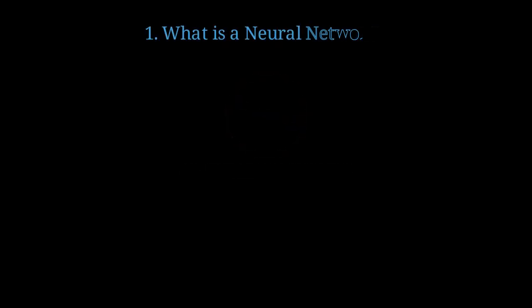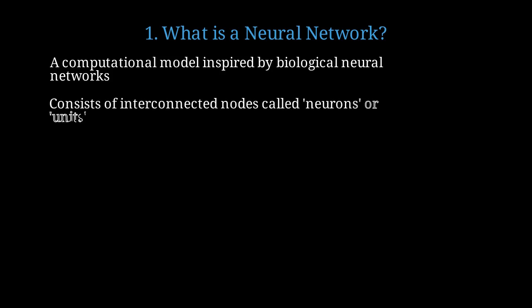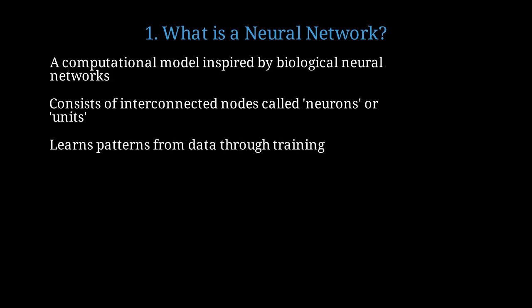Let's start by understanding what a neural network actually is. A neural network is a computational model that's inspired by the way biological neural networks work in animal brains. It consists of interconnected nodes that we call neurons or units, which process and transmit information. Most importantly, neural networks can learn patterns from data through a process called training.